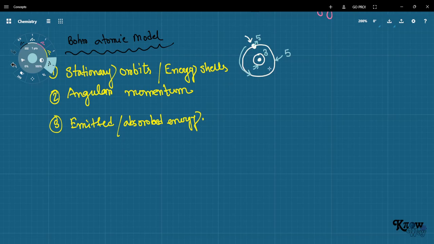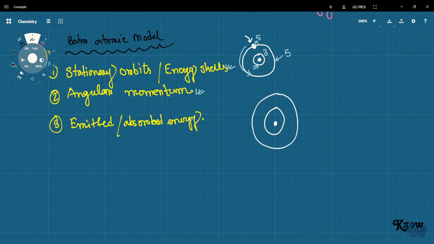Now, as it is moving around the stationary orbit, it will have an angular momentum. Of course, it will have an angular momentum because of the centrifugal force. And what is centrifugal force? We'll learn that in the next video, but for now, let's just get the basic concepts out. And the third thing is the emitted or absorbed energy. This is a very interesting thing right here. So let me draw that figure more nicely at this time.